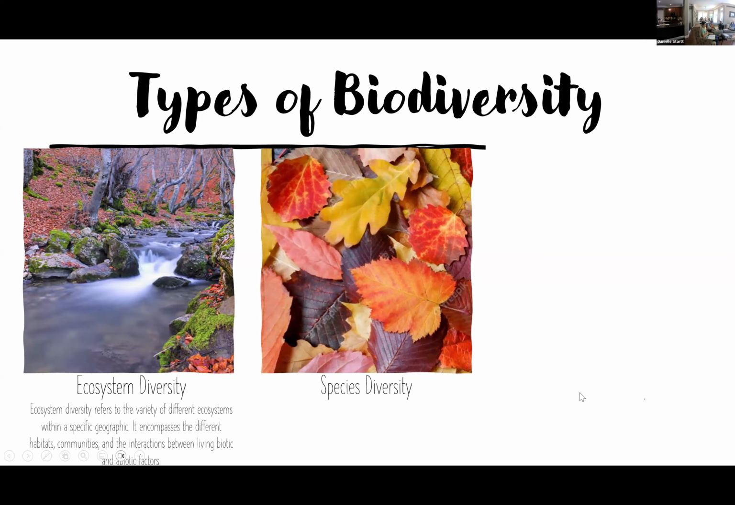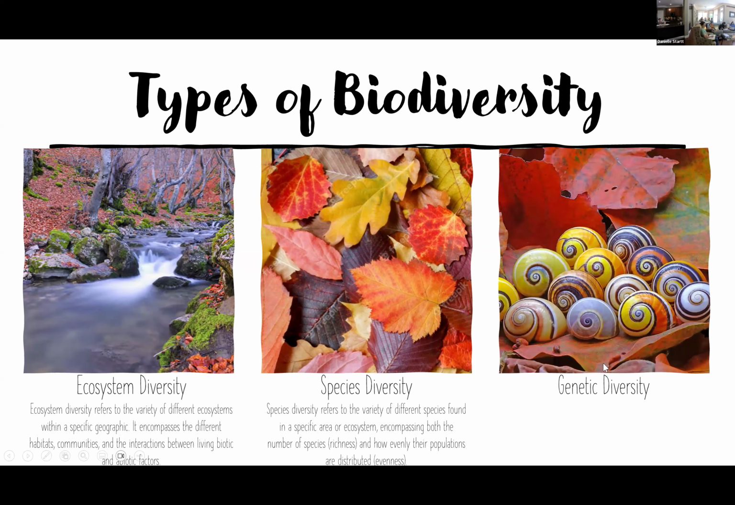All right. And then we have species diversity. So this is what we were just talking about, the different types of species in an area. The different species found in a specific area or ecosystem, encompassing the number of species and how evenly their populations are distributed. Maybe you have a ton of snails, but very few ants. That makes up part of your diversity as opposed to equal numbers. So you can include numbers as well as types. And then lastly, we have genetic diversity.